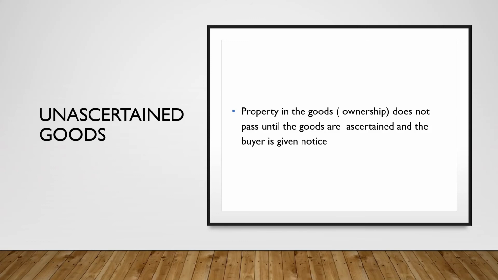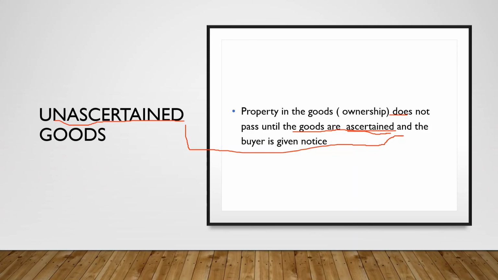Having understood what ascertained goods mean in Section 18 of the Sale of Goods Act, when it comes to unascertained goods, ownership will not pass until the goods have been ascertained. Just to remember that when we say unascertained goods, what we mean here is that these are non-specific goods. And when we talk about ascertained goods, these are specific goods. So until these non-specific goods have been made specific, that's when property, or rather ownership in those goods, will pass to the buyer. So remember that when it comes to non-specific goods, ownership will not pass until the goods have been made specific.